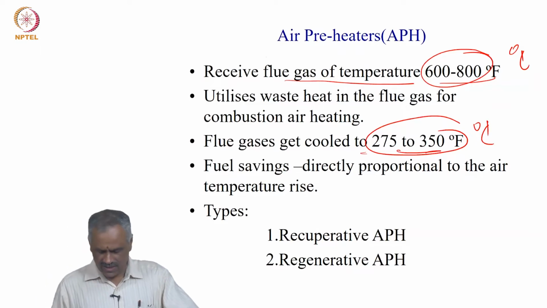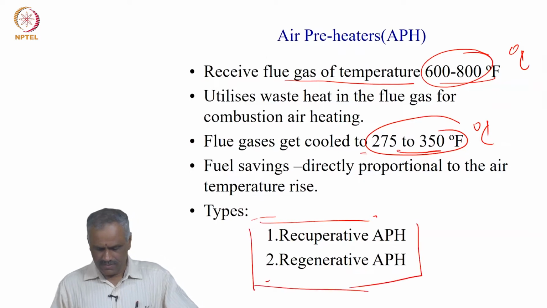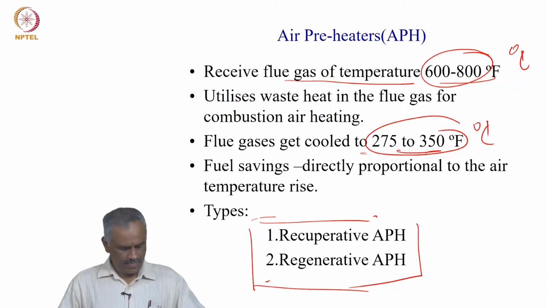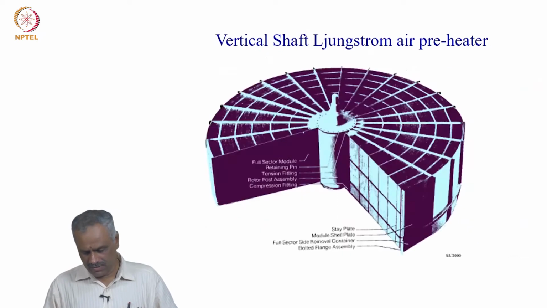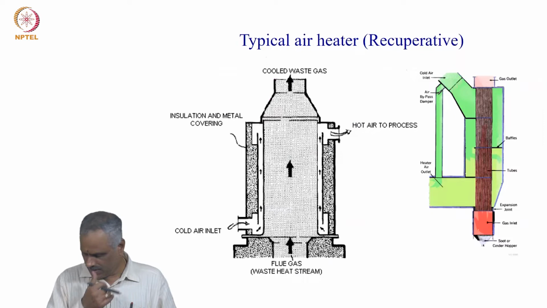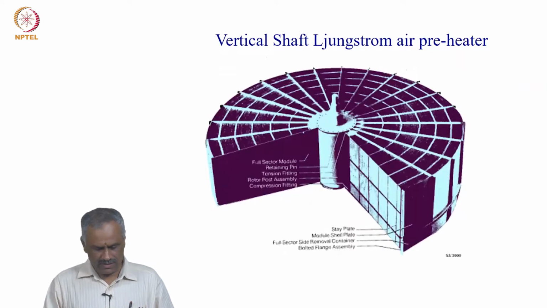Then there are two types of air preheaters. One is a recuperator and the other one is a regenerator. This also I explained last time. Now, I am just giving you the background of this. Here the recuperator is this, and this is the Ljungstrom air preheater.